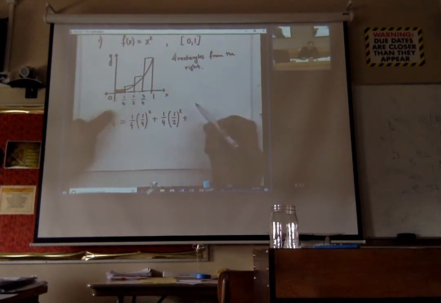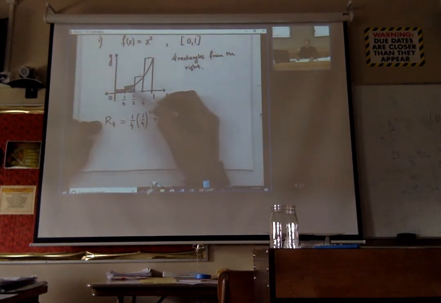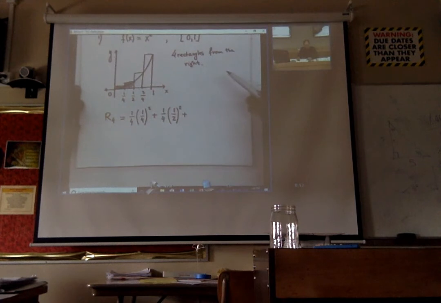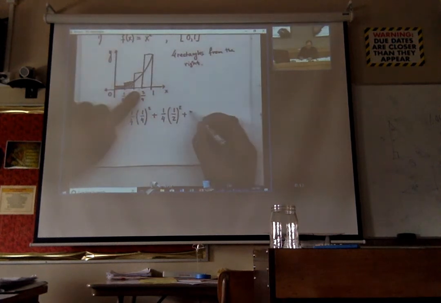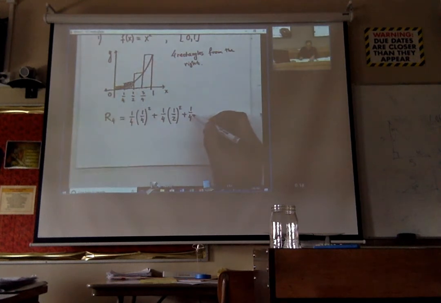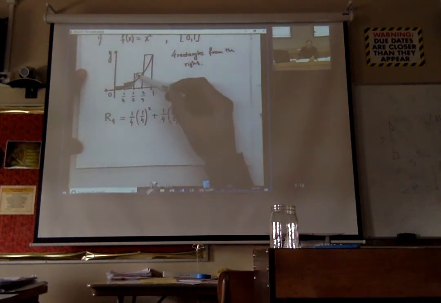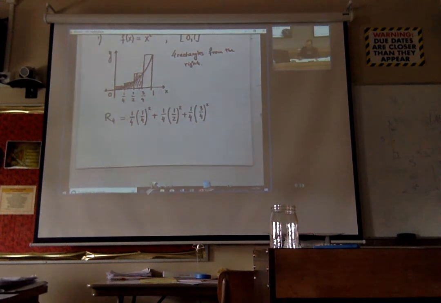Plus, so I have these two done. Plus, we go to the next one. Still 1 over 4 as the base, again the length, so they're all the same. Then we have 3 over 4 squared. So this will take care of this one. And the last one again, 1 over 4 as the base, and height of this one is what? 1, right? Height will be 1, so 1 squared.